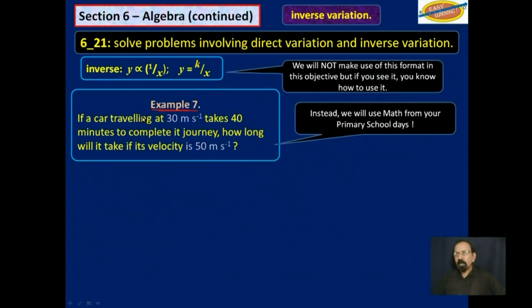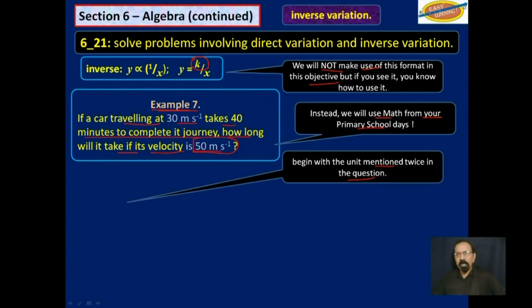Example 7. If a car traveling at 30 meters per second takes 40 minutes to complete its journey, how long will it take if its velocity is 50 meters per second? As I said, we will not exactly be using this formula here, though we are without knowing it. Instead, we will use math from your primary school days. So we begin with the unit mentioned twice in the question, and that would be meters per second. We will not begin with this 50 meters a second. That's what we want to find how long it will take. We will begin with this 30 meters per second because we know that took 40 minutes.